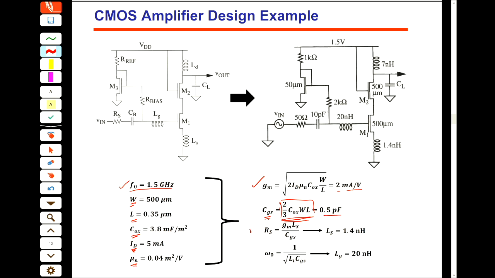Then, from the formula that I told you, first we define the LS, because we know the GM, the CGS, and the RS, 50 ohm. You can easily find the LS, the value that we have to put here. And then from the operating frequency, we know that LT is LS plus LG. Then we find the value for LG, and it is 20 nanohenry. So we put 20 nanohenry here, 1.4 nanohenry here, and then it is matched to the 50.